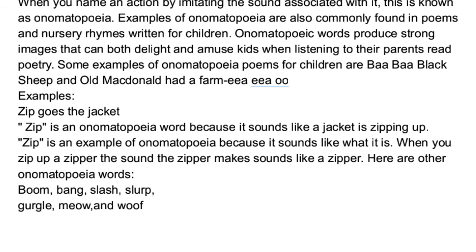So we can say zip up a zipper. The sound the zipper makes sounds like a zipper. Here are other onomatopoeic words: boom, bang, slash, slurp, gurgle, meow, and woof. These are the examples of onomatopoeia.